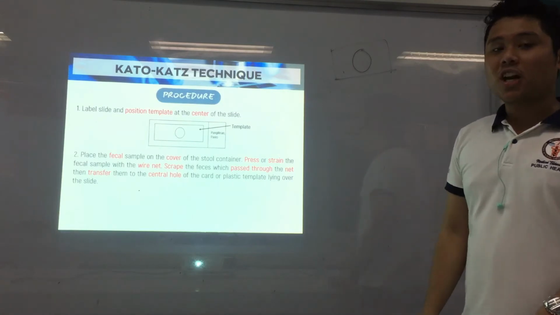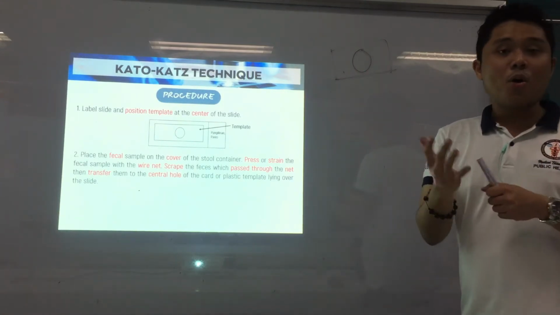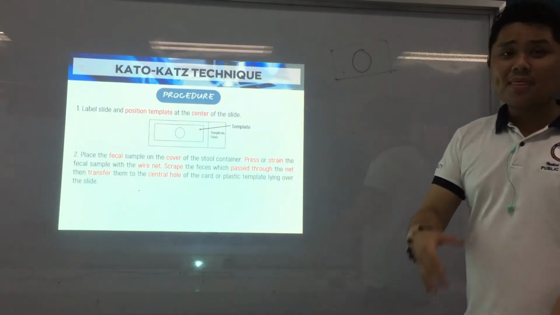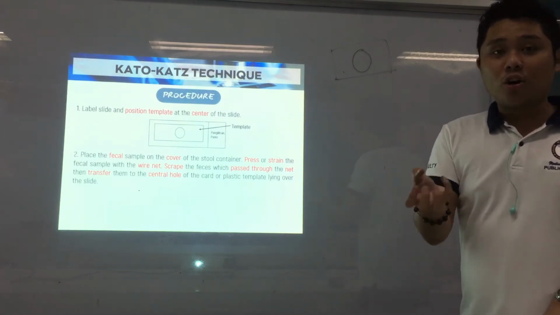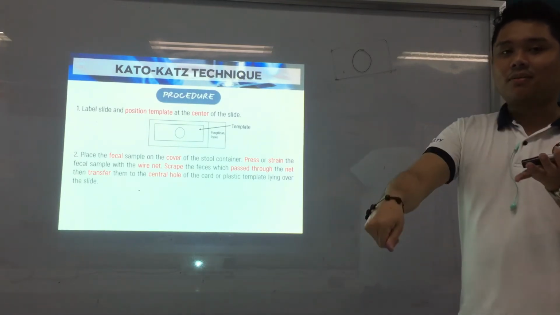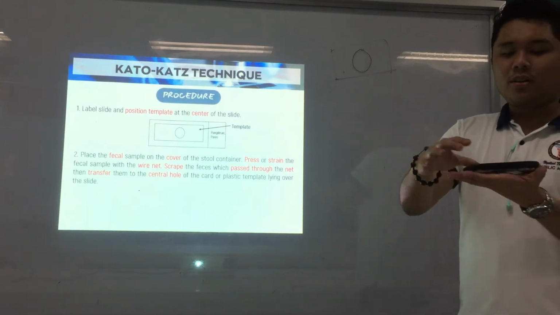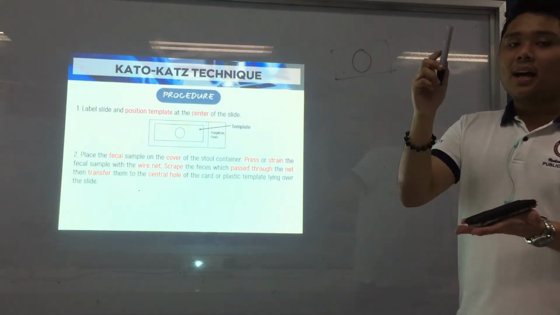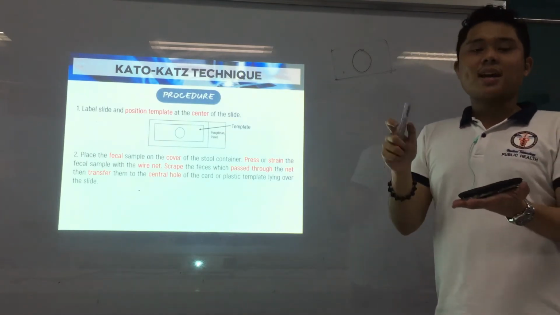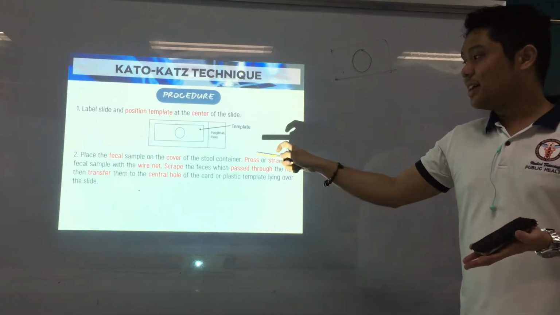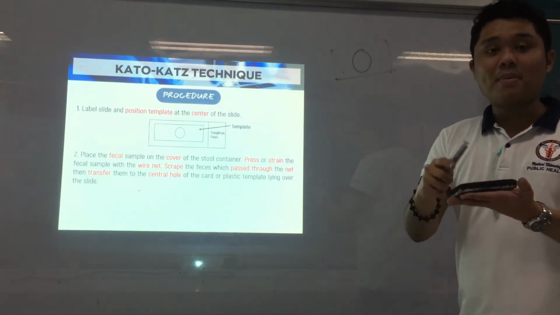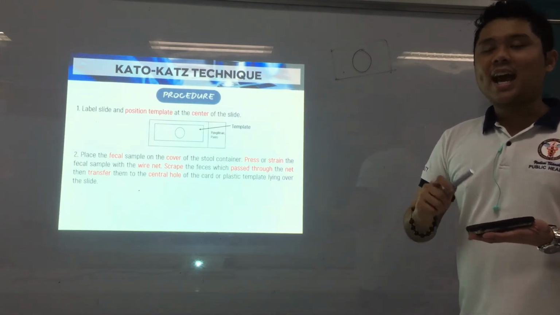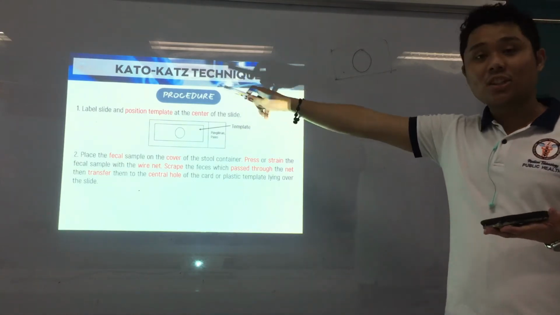Now, the next procedure is we place the stool sample on the stool container first. And what we do is we use the wire mesh, or the gauze, to screen. We press and strain, so that the stool sample will be filtered in a way, and the fecal sample that remains on the wire net will now serve as your source of sample. That is what we're going to put at the center of the template.